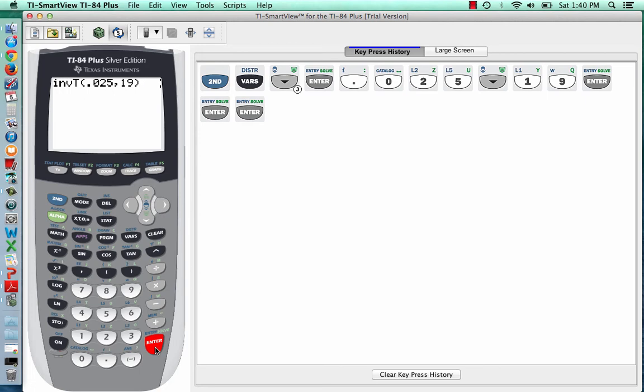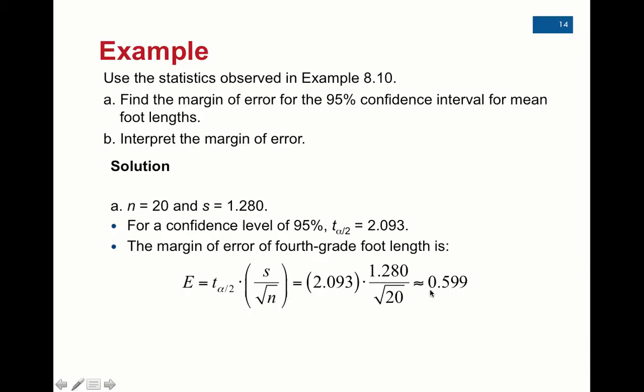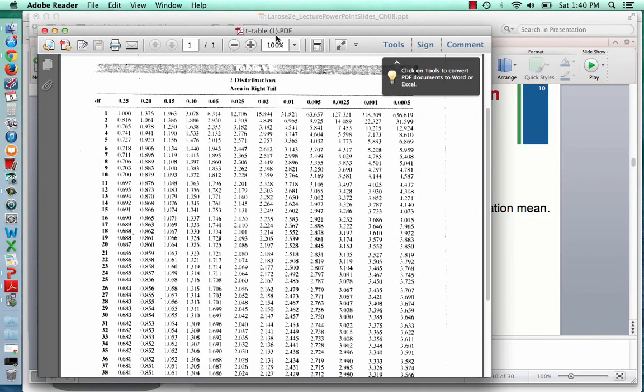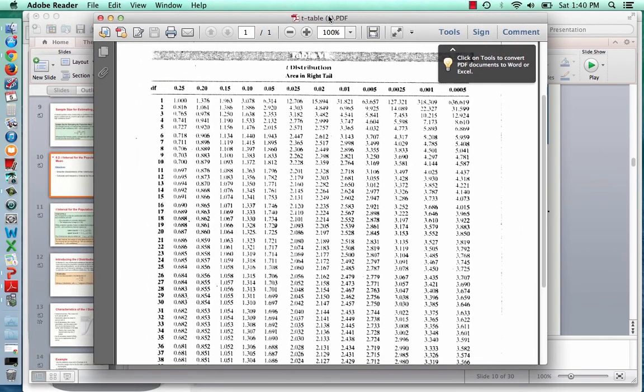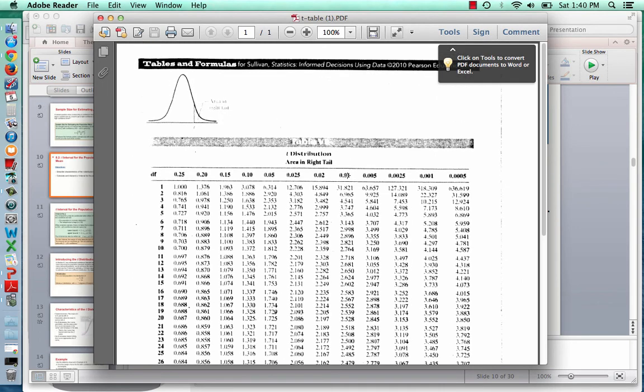And this will give us the negative value because it's a left area. So we can just use the positive. You see 2.093. And that's the value that we came up with right here. So you can use that in your formula for the margin of error and thus the confidence interval. But if you don't have that function, then you're going to have to use the t table. And I have this uploaded to D2L. I'll probably bring some printouts on Monday. So in case anybody needs this table, they can use it.